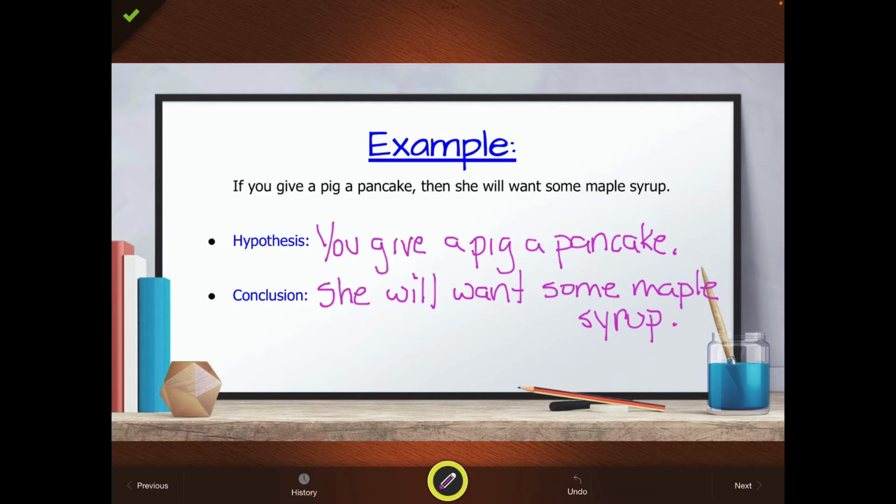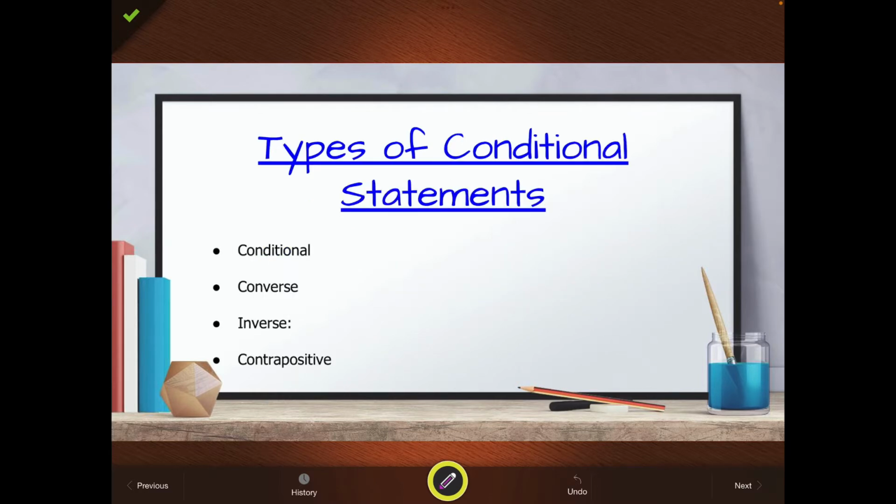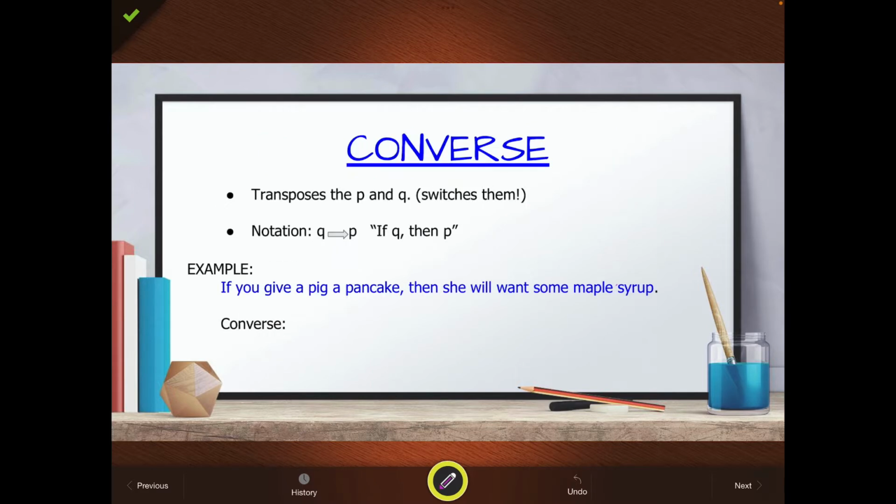Perfect. Now, this conditional we call our original conditional statement. And to write the converse, inverse, and contrapositive, we're actually just going to manipulate this sentence and change its form. So again, there are four: your conditional, the converse, the inverse, the contrapositive, and we're going to talk about those. So what is the converse? Okay. The converse transposes the P and the Q.